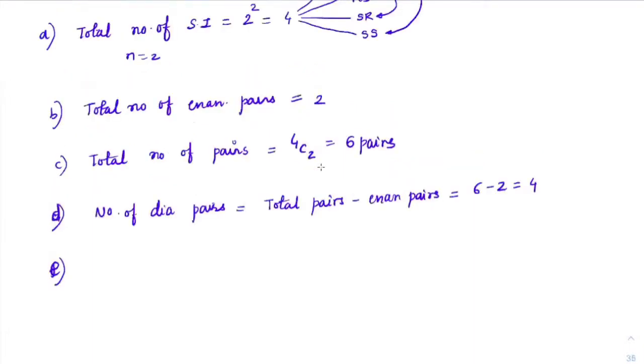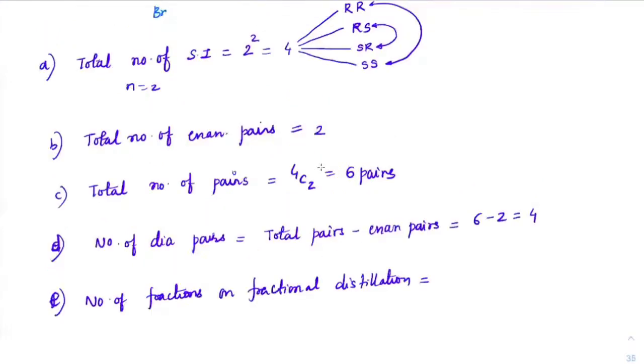Next, number of fractions on fractional distillation. How many fractions will you get? Which means according to fractional distillation, how many compounds can you separate? 4? Can you separate all 4? There are only 4 compounds: 1, 2, 3, 4.